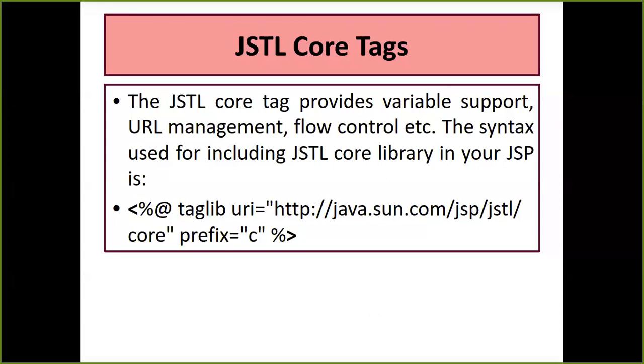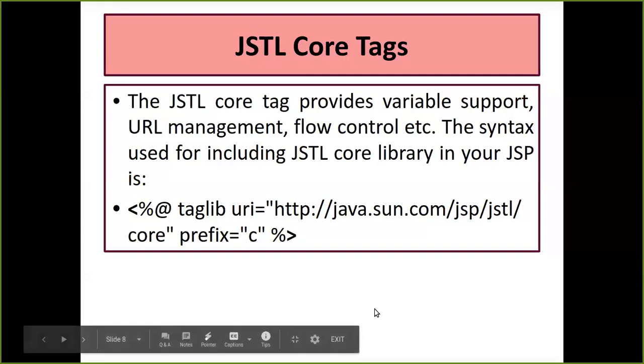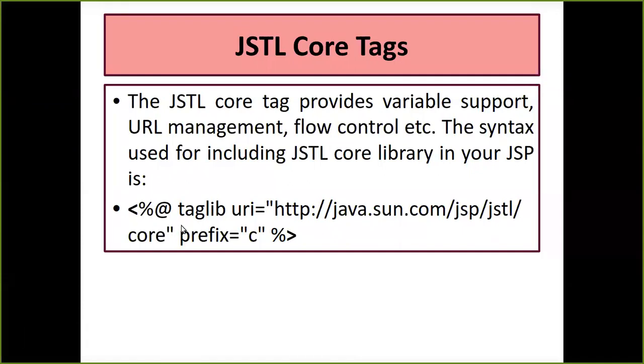As we know, we have 5 main tags, and there are a number of sub tags available in each main tag. We are going to see 4 to 5 programs of each sub tag of your main tag. I'm trying to make you understand in all possible ways. Please listen to it properly. We'll start with JSTL core tags.